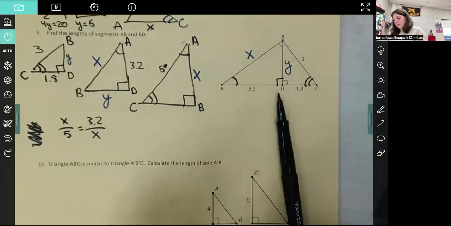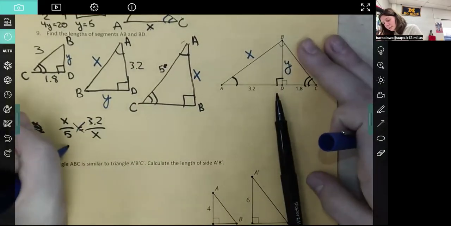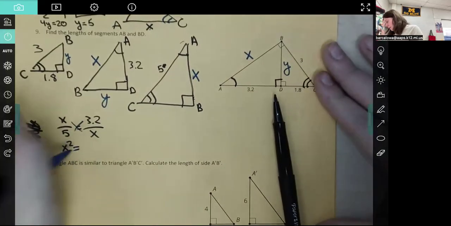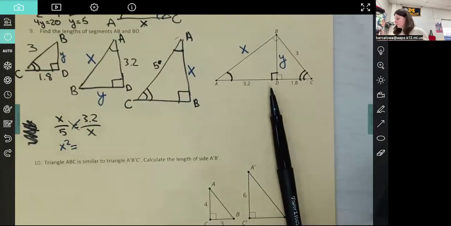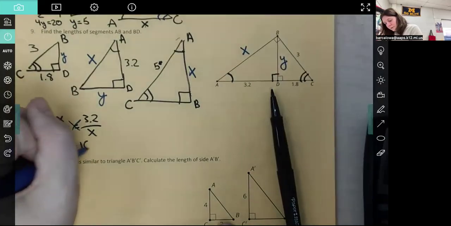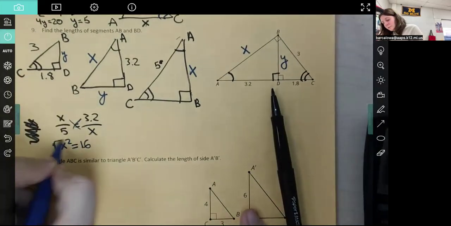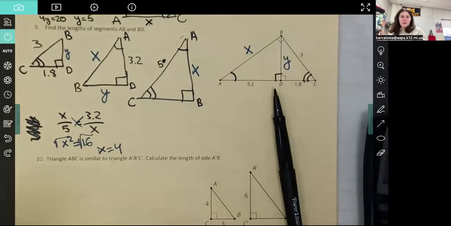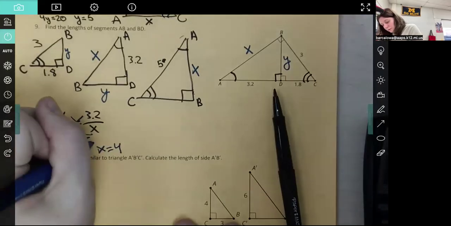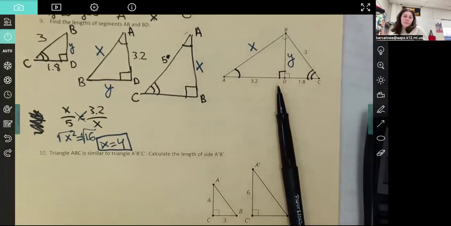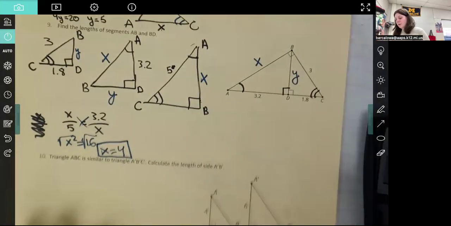All right, here we go. Cross multiply. X times X is X squared. 5 times 3.2 is, let me double check, 16. Okay, to get rid of a square, you take the square root. So X is 4. And again, make sure you have it labeled so your teacher can clearly see which one you are talking about, X or Y.